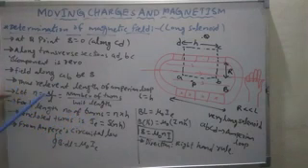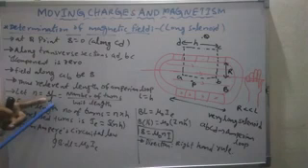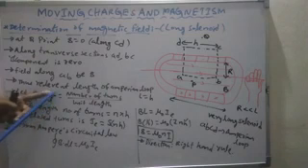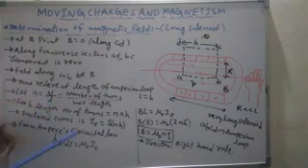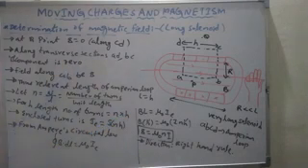Then for length L, how many turns? The total number of turns N is equal to n into L. For length L, the number of turns is n into L. For length h, how many turns? n into h.